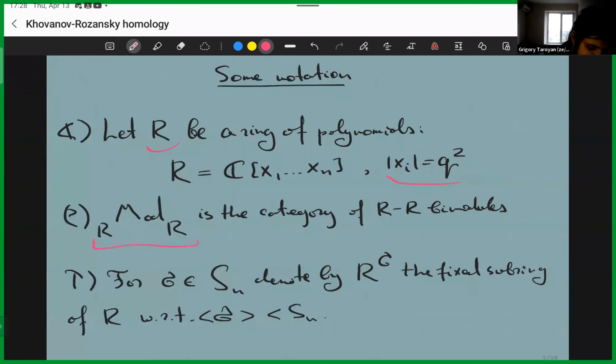So by this thing, I denote the category of R bimodules. And for any transposition sigma in the permutation group Sn, I denote by R to the power of sigma the fixed subring of R with respect to the two-element subgroup generated by sigma. But obviously we can take any other permutation and make a similar notation. So, what action do I mean? Sigma is just a transposition. Well, I consider just the canonical representation of Sn on the ring of polynomials in n variables that permutes the variables.